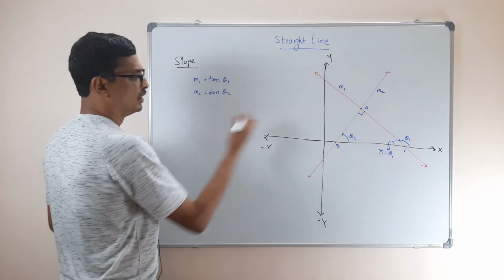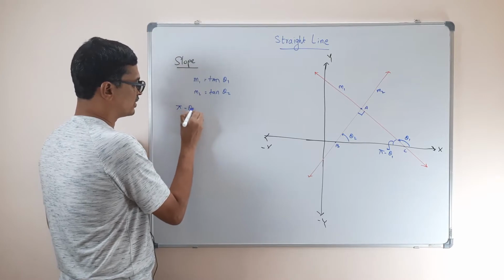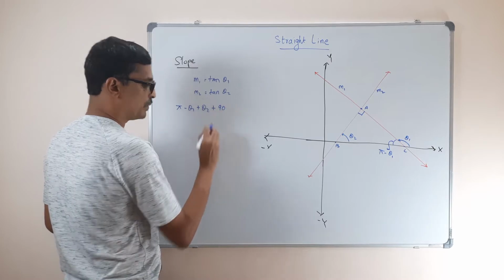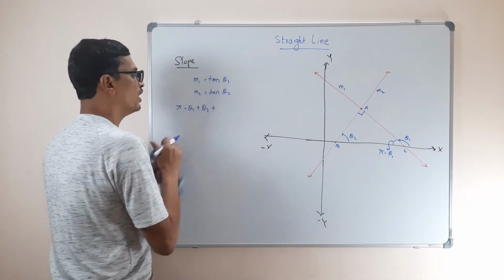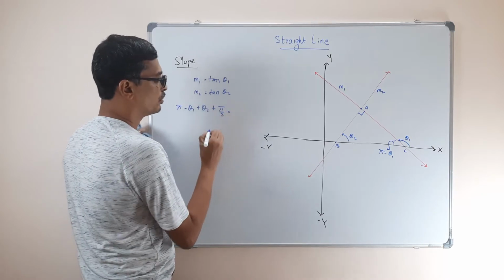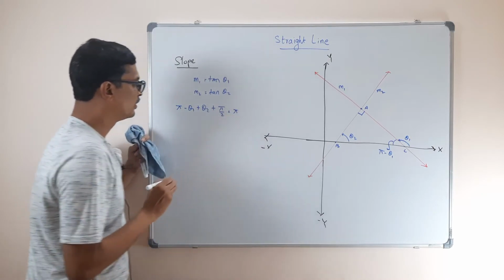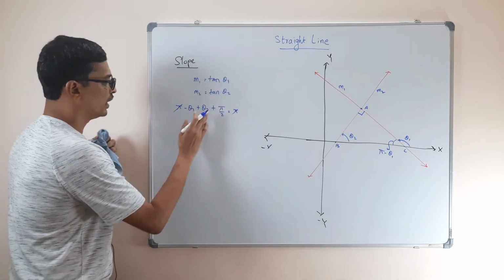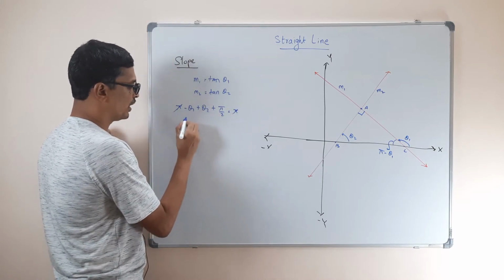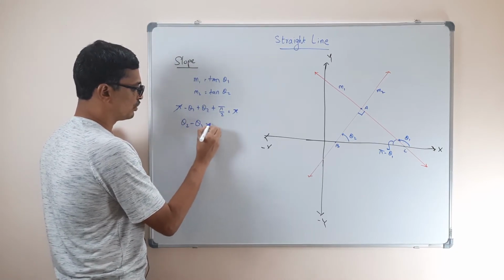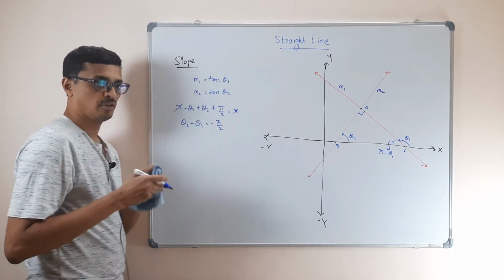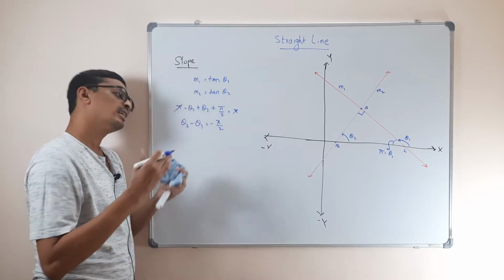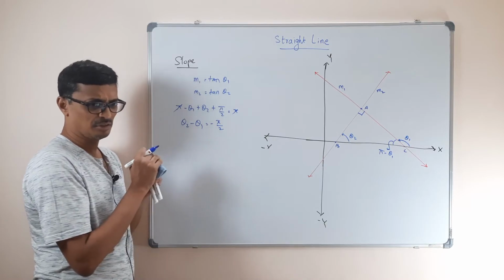So therefore, pi minus theta 1 plus theta 2 plus 90, which is pi by 2, should be equal to pi. So first of all this pi cancels off, correct? If I take this pi by 2 to the other side, what will you have? Theta 2 minus theta 1 equal to minus pi by 2, or theta 1 minus theta 2 equal to pi by 2. That we can also write. It doesn't matter for us.